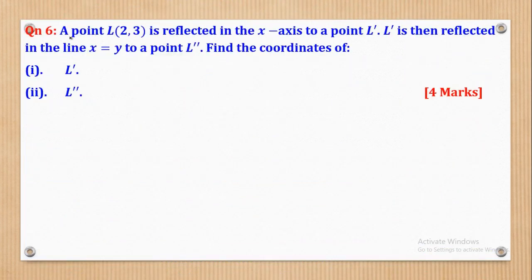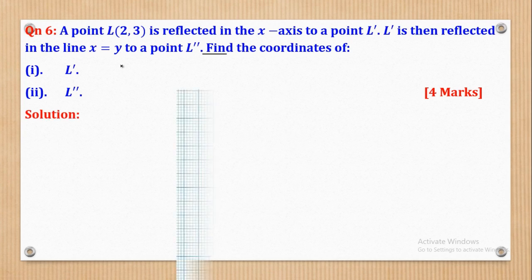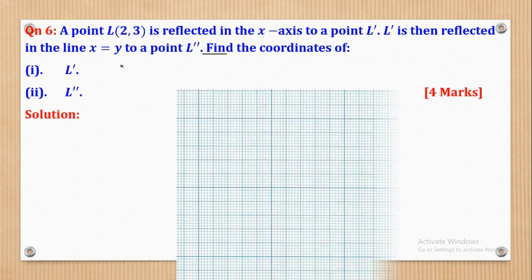Question 6 says that a point L, which is 2, 3, is reflected in the x-axis to a point L prime. L prime is then reflected in the line x equal to y to a point L double prime. Find the coordinates of Roman 1, L prime, and Roman 2, L double prime. So the good thing is they told us to find, meaning we can use a graph. So we shall come on here and get our graph paper.